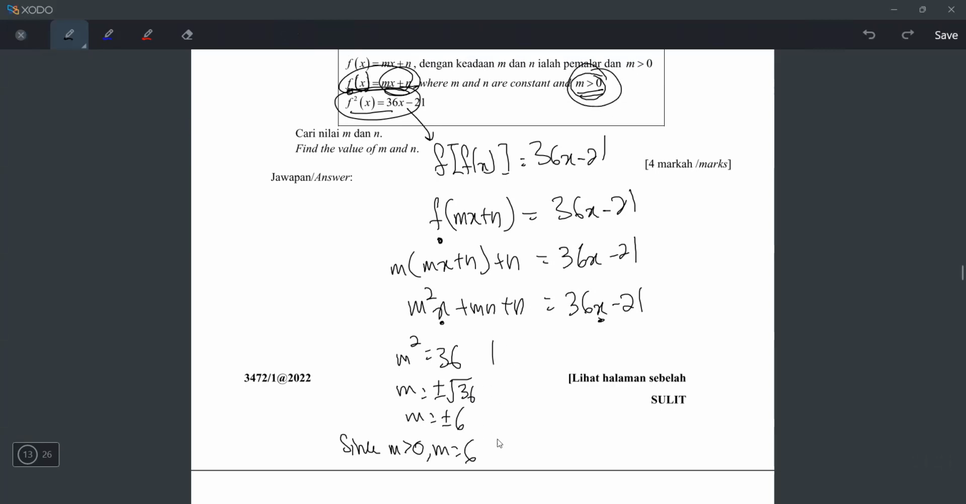So since m is 6, now I can also compare the back with the back. So it will be mn plus n equals to negative 21. Take the whole thing. Don't just take n equals negative 21. It's the whole thing. So I already know m is 6. So 6n plus n equals negative 21. 7n equals to negative 21. N equals to negative 3. So m equals to 6, n equals to negative 3. That's how you do it.